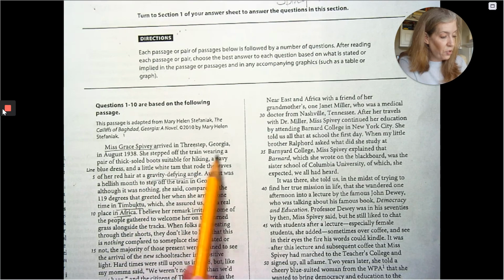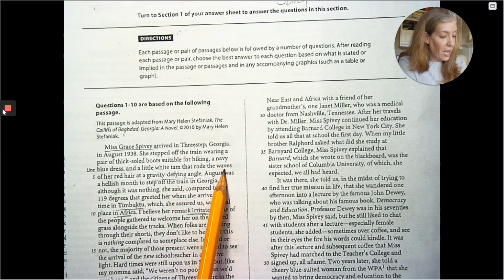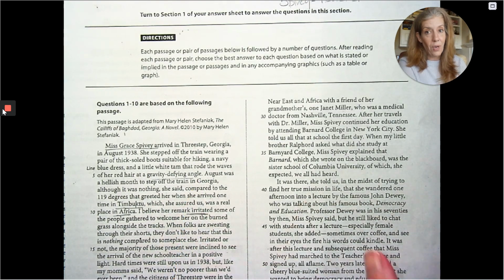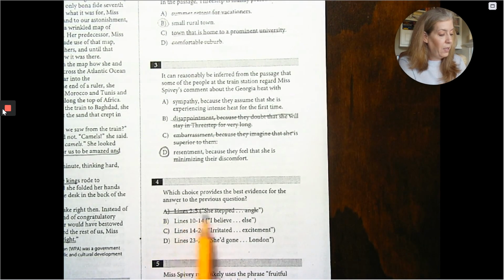She stepped off the train wearing a pair of thick-soled boots suitable for hiking, a navy blue dress, and a little white tam that rode the waves of her red hair at a gravity-defying angle. That doesn't answer the question that I'm looking for, so I'm going to get rid of that one. And remember, completely get rid of it.